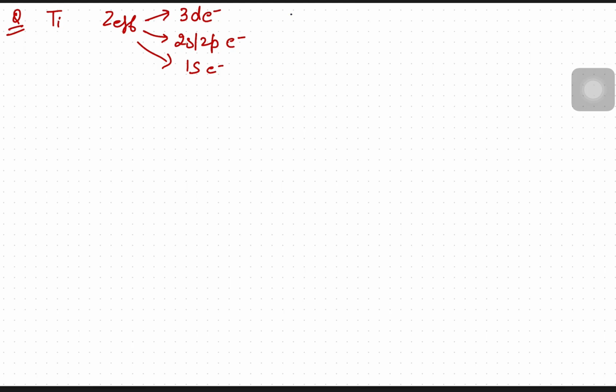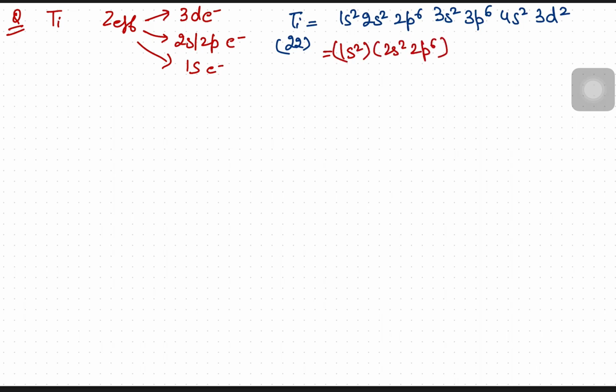Firstly, what you have to do is write the electronic configuration of titanium. What is the atomic number? It is 22. So 1s2 2s2 2p6 3s2 3p6 4s2 3d2. Now the second step I've told you is to do the pairing, pairing according to n. So 1s2 2s2 2p6 3s2 3p6, then 3d2, then 4s2. This is a very important step of pairing.